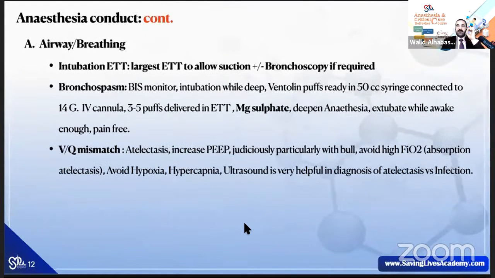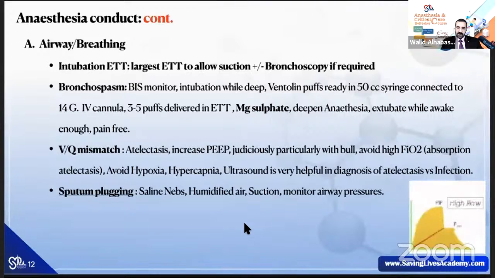Again, if the patient had developed any VQ mismatch intraoperatively discovered by your blood gases, always consider atelectasis as the main indication for that, and mucus plugging. So do some saline nebs, do good suctioning, increase the PEEP, but be very judicious with the PEEP because if the patient has a bulla, it may rupture. Avoid high FiO2 to avoid the absorption atelectasis. Avoid the hypoxemia and hypercapnia. Ultrasound is very helpful in diagnosis and differential diagnosis between a chest infection and atelectasis, between the static and dynamic air bronchograms, if you are aware.